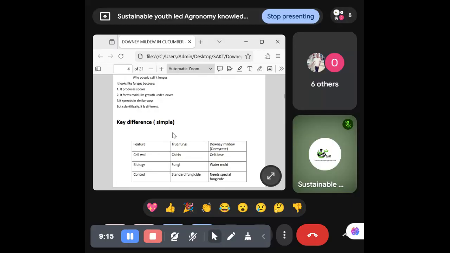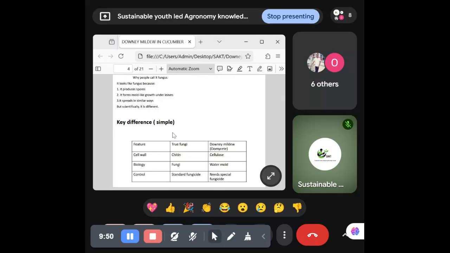So why do people call it a fungus? It looks like a fungus because, number one, it produces spores. Those spores are like the seed. Reproduction needs something like a seed, as we are farmers. What grows as tiny mildew on your plants is a spore. We'll see the spore later on as we progress.